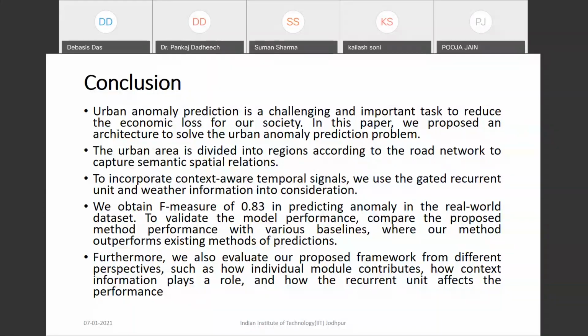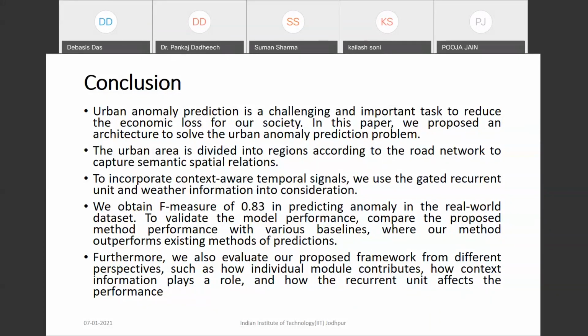Okay, so first we divided the urban area into regions, and a region is basically a space-related concept, according to the road network, to capture the semantic spatial relationship. And to incorporate the context-aware temporal signal, we are using the gated recurrent unit and weather information into consideration.